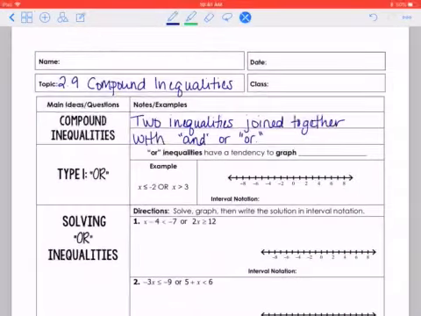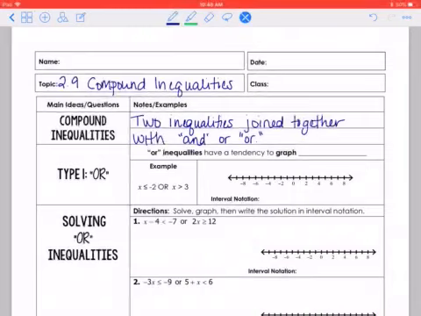Hey, Algebra 1. So today we're going to wrap up our last section of Module 2, which is 2.9, Compound Inequalities. We're going to relate what we did yesterday with what we're doing today. So first, let's go through this. We have compound inequalities. They are two inequalities joined together with the words and, or.